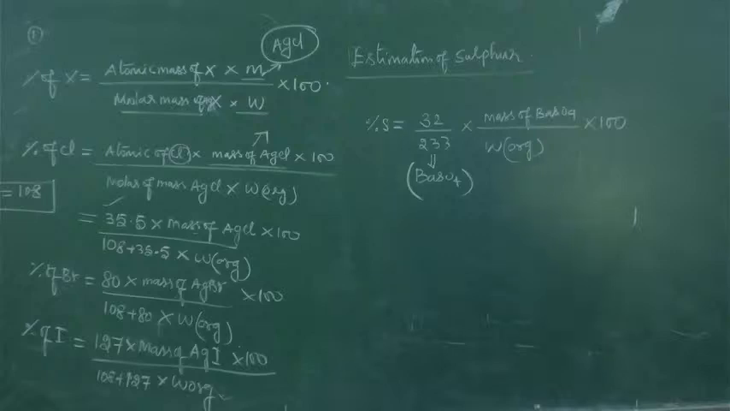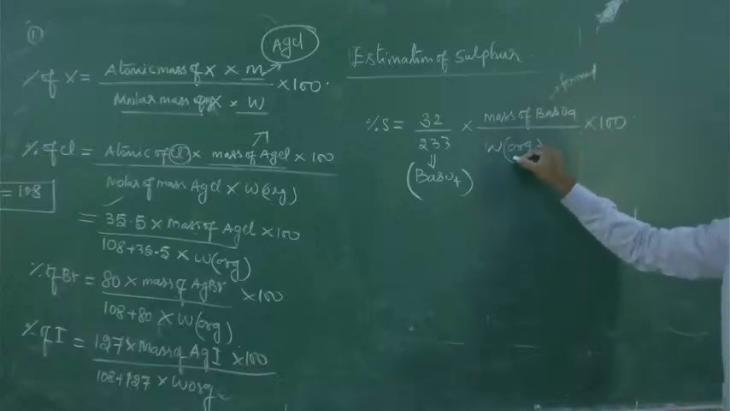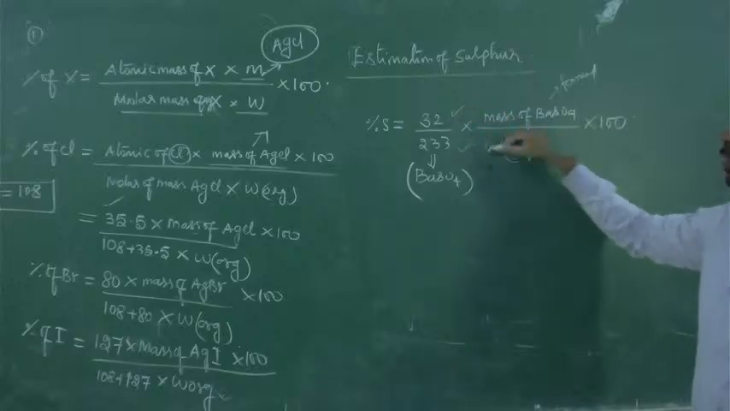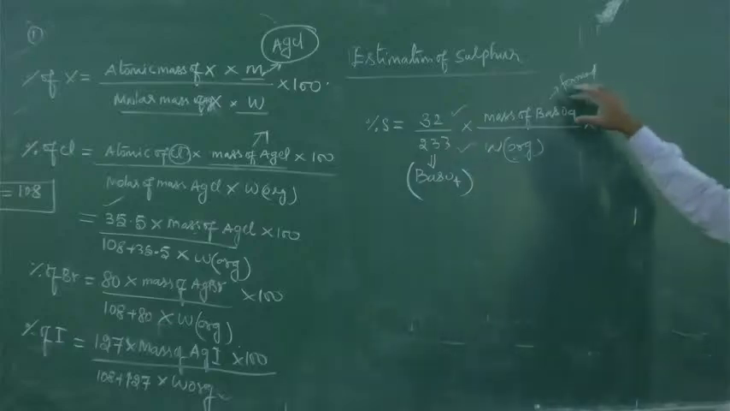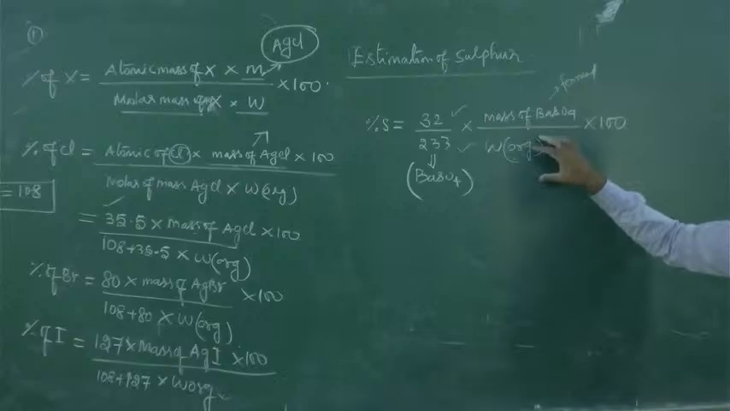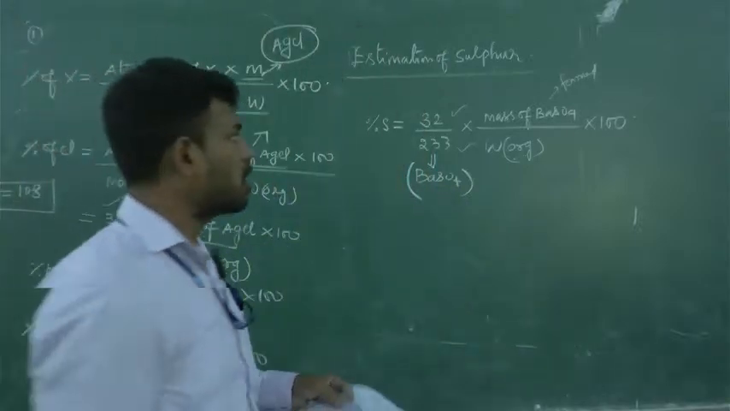Okay, so you form barium sulfate. From barium sulfate, you are going to estimate the sulfur. The atomic mass of sulfur is 32. The molar mass of barium sulfate is 233. This is the mass of barium sulfate that is formed. This is the given organic compound weight, so we can calculate the estimation of sulfur. Is it clear? So to estimate sulfur, you have to form barium sulfate. Barium sulfate represents the sulfur. If you know the given organic compound weight, we can calculate. Is it clear?